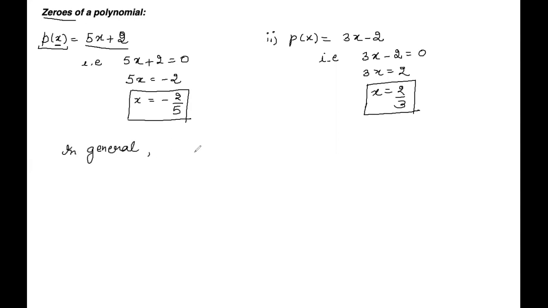So in general, if we have a linear polynomial, let's say ax plus b, and we want to find the 0 of the polynomial, we will substitute ax plus b equals 0. We can say ax equals minus b and x equals minus b by a. So this is the generalized formula for finding the 0 of a linear polynomial.